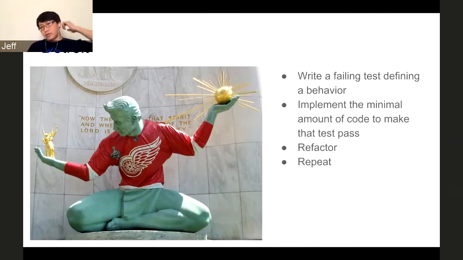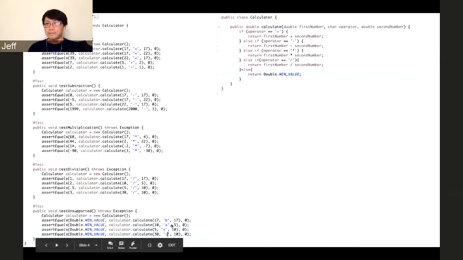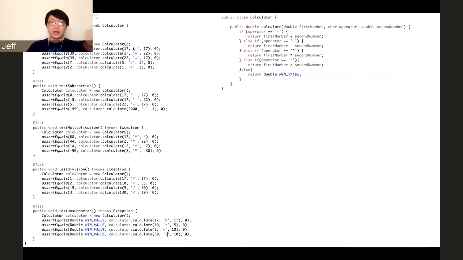If I were to write a calculator using this, and I actually did, you can see this is what you come up with. There's, in the simplest case, addition, subtraction, multiplication, and division, and then a bunch of symbols that you don't understand, and tests that say 17 plus 17 is 34, 17 minus 22 is -5, and so on and so forth.